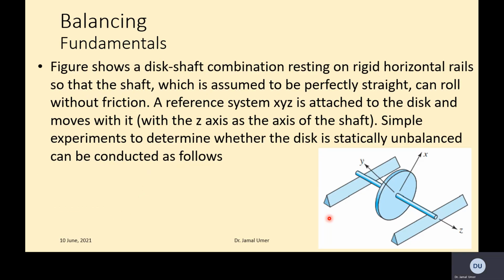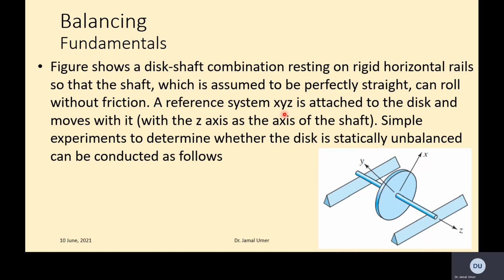This figure shows a very fundamental example which was given in the book by Shigley, which I thought is very good to introduce here. The figure shows a disc shaft combination resting on rigid horizontal rails. It has this shaft, and then this is a disc, and it's sitting on two rails, right? The horizontal rails are assumed to be perfectly straight, so the disc can roll without any friction.